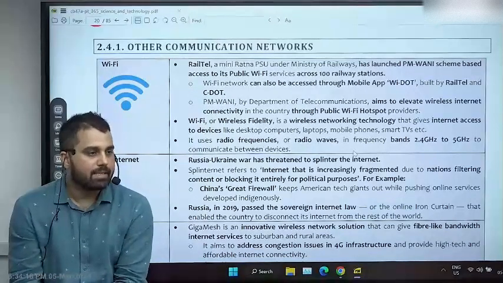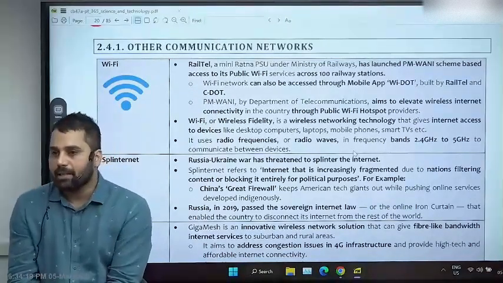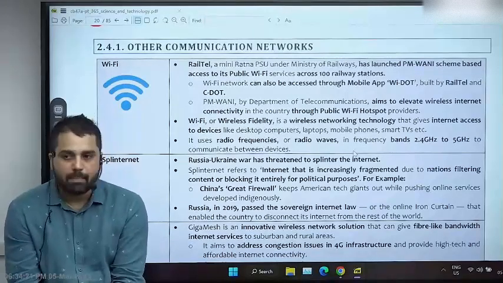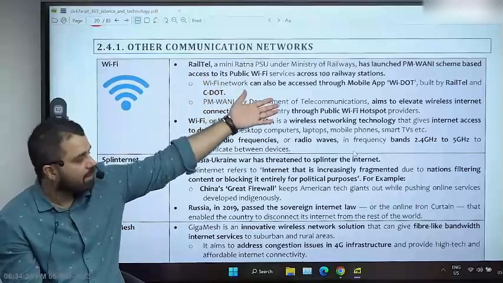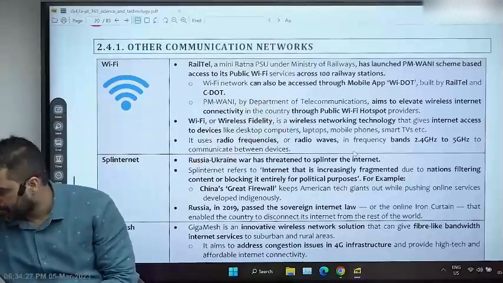So PM-WANI scheme exactly क्या है ये पता होना चाहिए. It can be implemented by many organizations. As of now, an organization called Railtel into certain railway station.